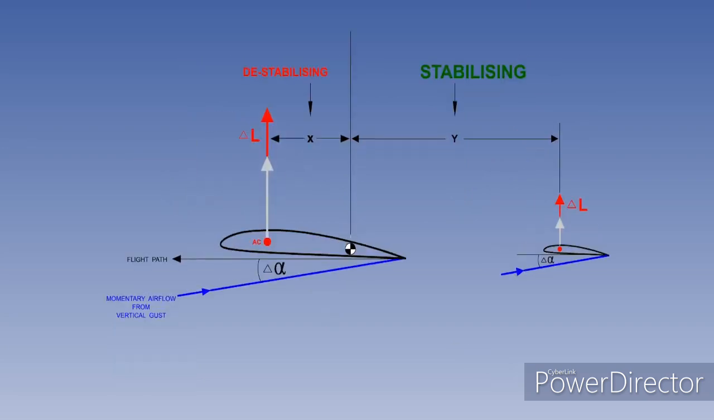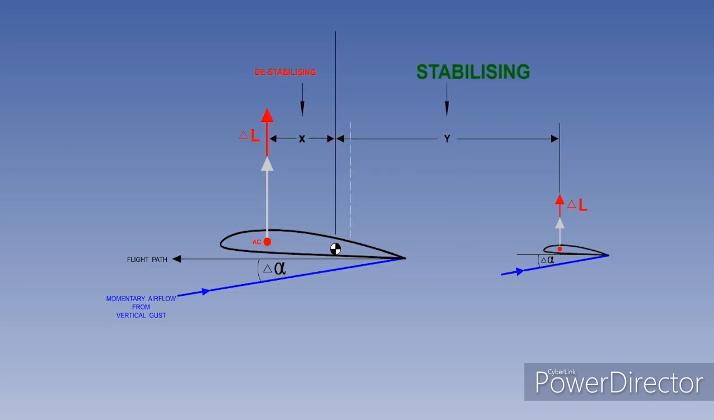The fore and aft position of the centre of gravity will have a significant effect on longitudinal static stability. The illustration shows a centre of gravity position at which the stabilising tail moment is bigger than the destabilising wing moment. The aircraft will have some measure of longitudinal static stability.